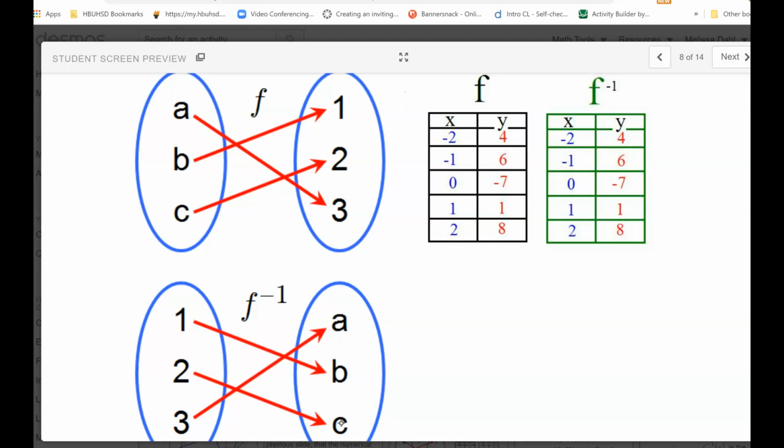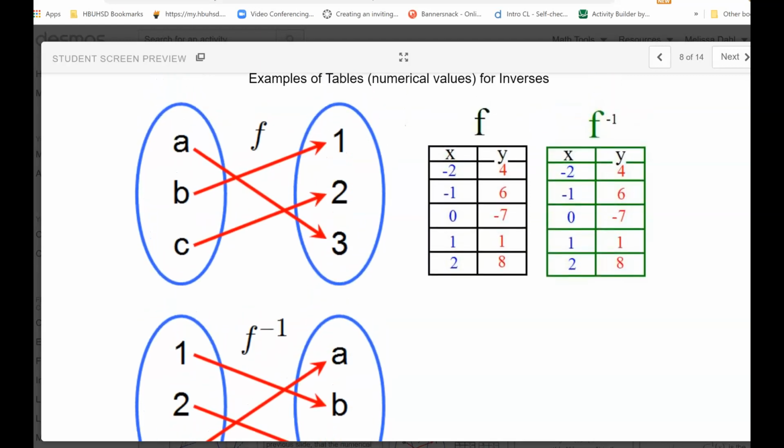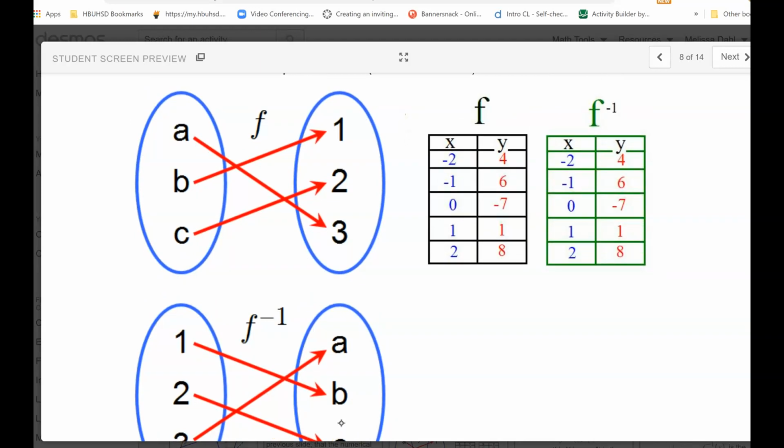And then over here, it's in a chart format. If these are points in the f function, the chart underneath f has -2, 4, -1, 6, 0, -7, 1, 1, 2, 8. If you look at f inverse, it has -2, 4, -1, 6, 0, -7, 1, 1, and 2, 8. Those look exactly the same, and so this f inverse function should actually look a little bit different. Let's talk about how the inverse function would be adjusted. I'm going to put that here in our number chart. How should this have been adjusted?